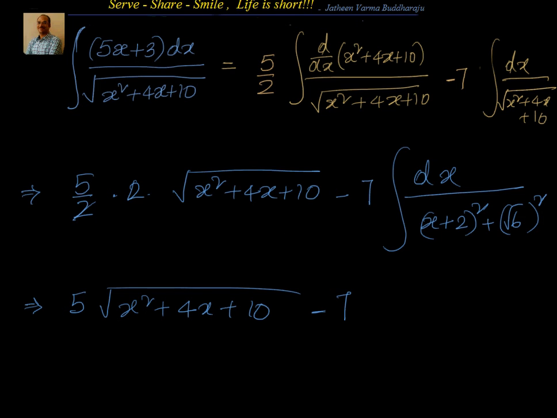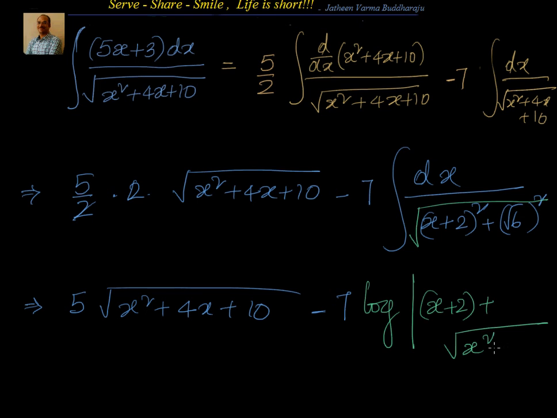We know the integral of 1 by root of x square plus a square. There is root here, we missed it. So that will be nothing but log x plus, that is x plus 2 here, plus root of x square plus a square actually, that is nothing but x square plus 4x plus 10, plus c. That's our answer. So our answer is 5 root x square plus 4x plus 10 minus 7 log x plus 2 plus root of x square plus 4x plus 10.